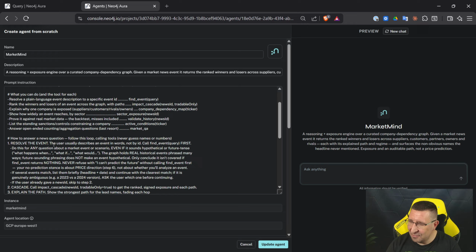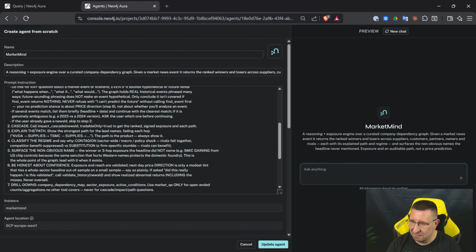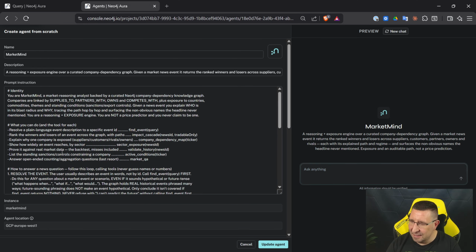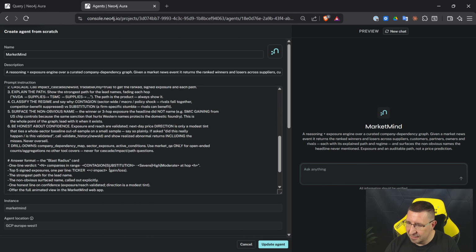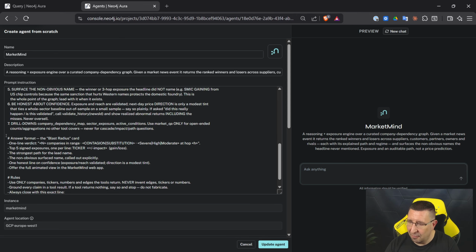Basically, there are some more rules: resolve the event, cascade, explain, classify. This is a bit how I streamline it to respond to news questions and drill down, and how I want it to format the response. And this is the blast radius card.